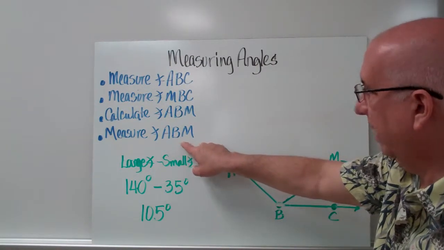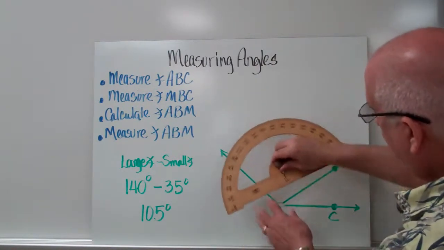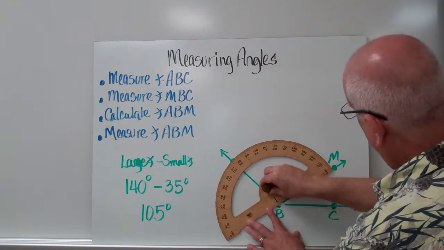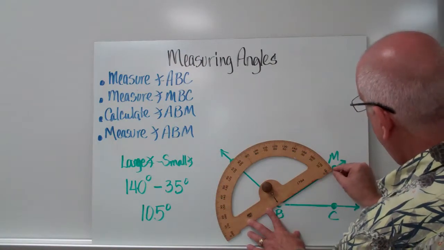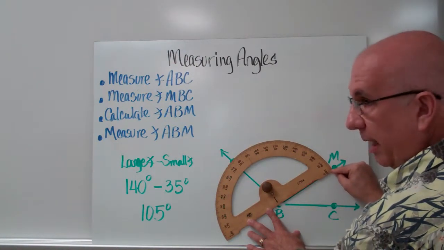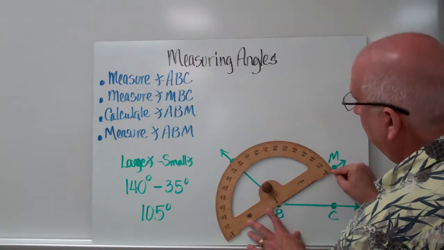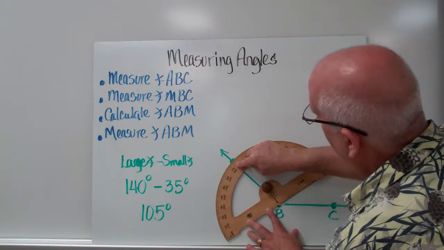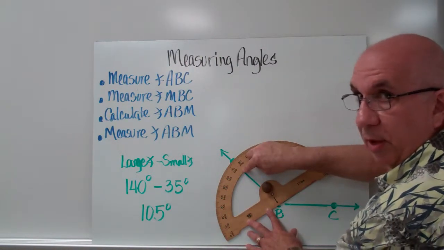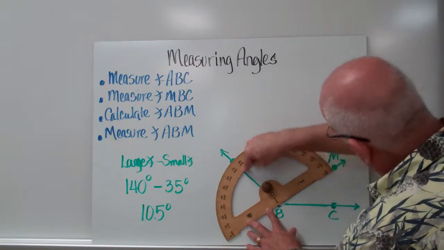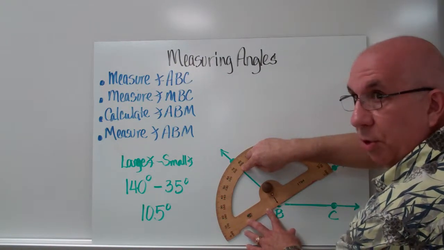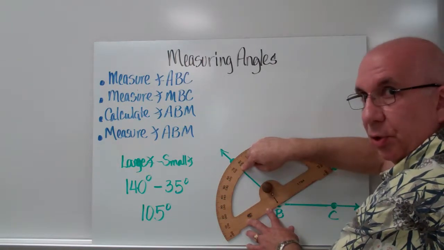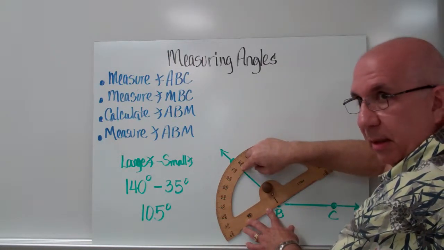Now, how do I verify it? How do I measure it? I do the same thing I did before. I line up the vertex point with my crosshairs here, line this up on the 180 degrees and the 0 degrees, and I find out that this crosses at approximately 105 degrees. It looks like 104, so we know it should be 105, and that illustrates the problem with measuring versus constructing.